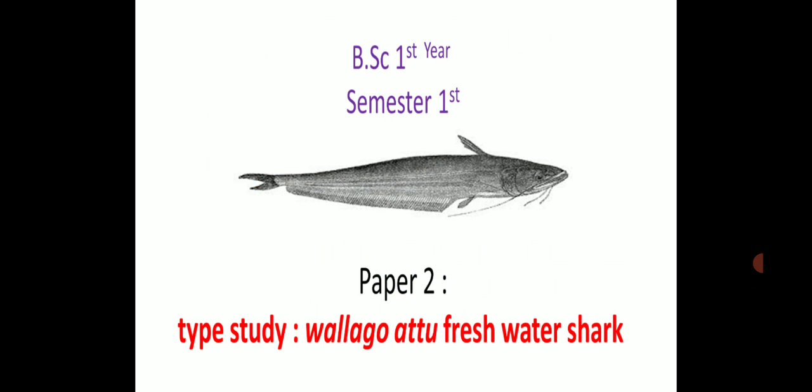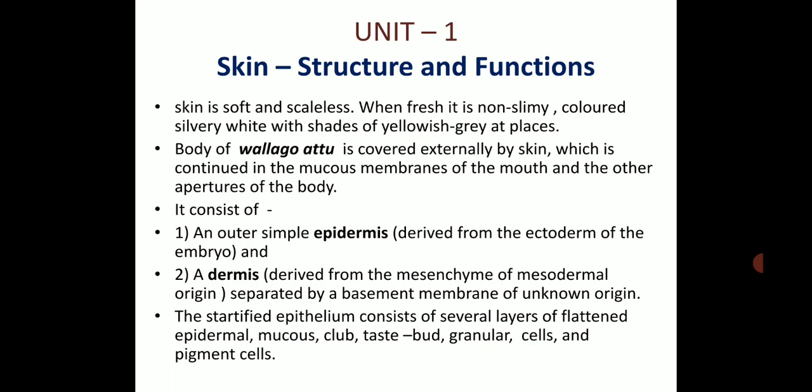Today we are going to start theory paper two, that is the type study of Wallago attu. In the previous lecture we saw the classification of Wallago attu, then the external characters of Wallago attu. In today's lecture we are seeing the skin structure of Wallago attu. Here we see the structure and functions of skin.